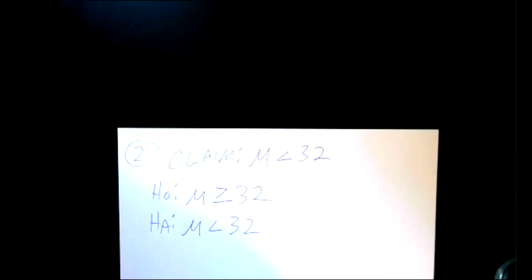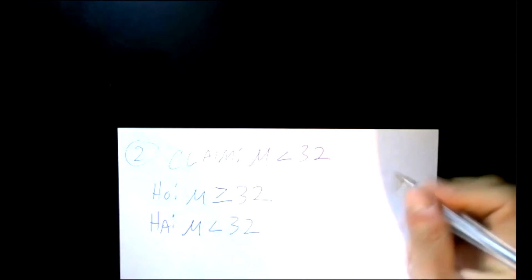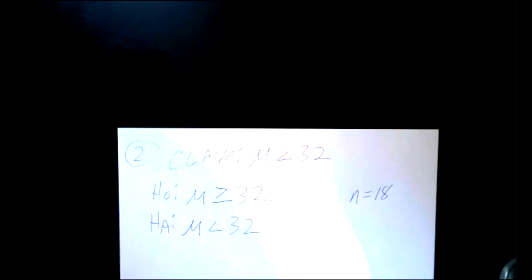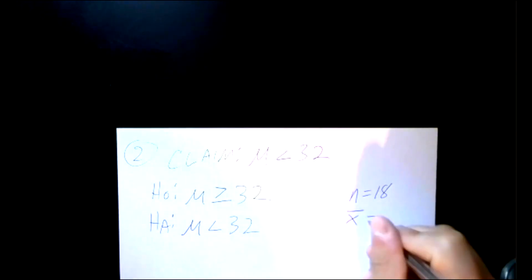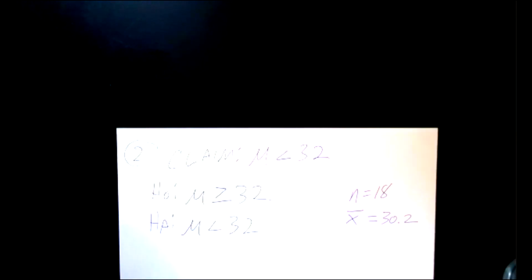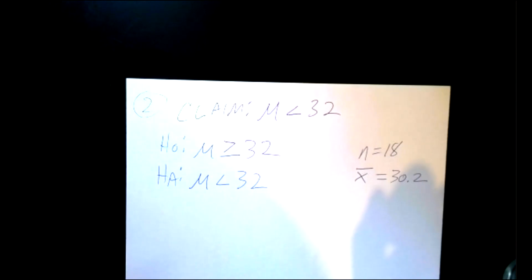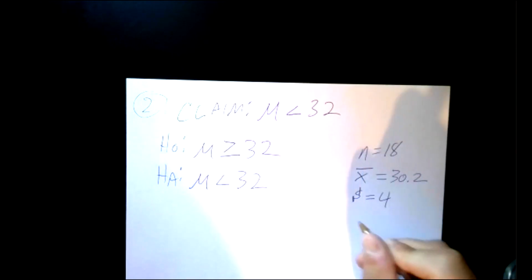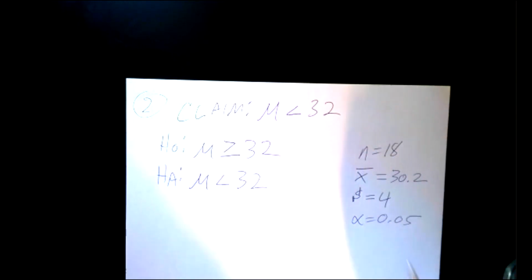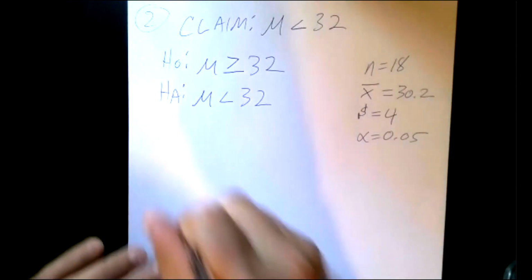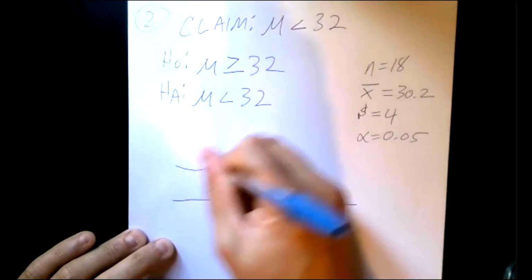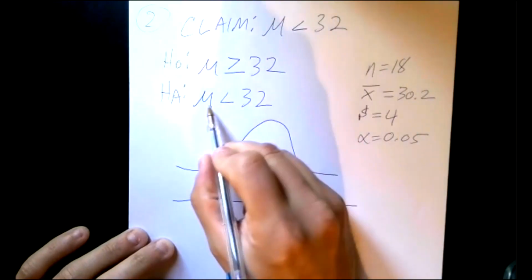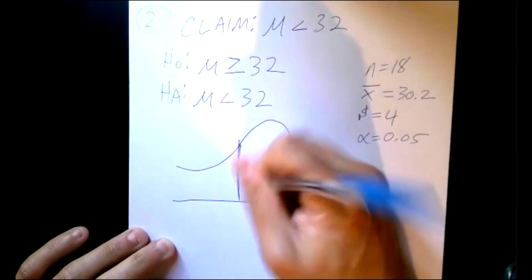What else do they say? We take a sample of 18 classes. The sample mean is 30.2. Now, the standard deviation here for students comes from the sample, which means we're using s, which means we need to use the t distribution on this problem. Alternative is less than. This is a left-tailed test.